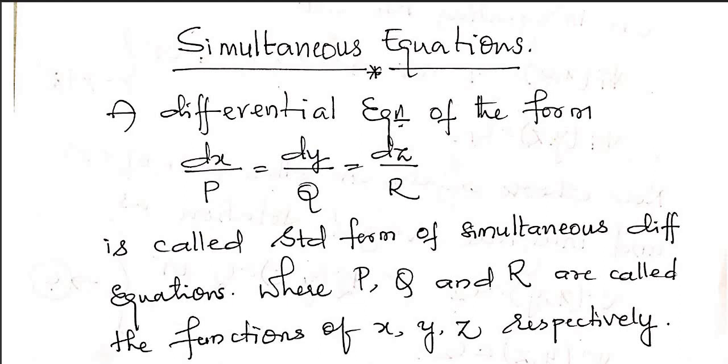First of all, let us study what is meant by a simultaneous differential equation. A simultaneous differential equation is in this form: dx by p equals dy by q equals dz by r. This type of differential equation is called a simultaneous differential equation. Here p, q and r are functions of x, y and z respectively. P is a function of x, q is a function of y and r is a function of z.